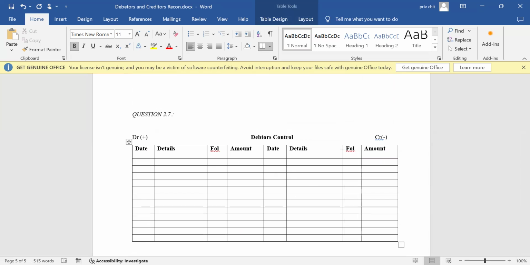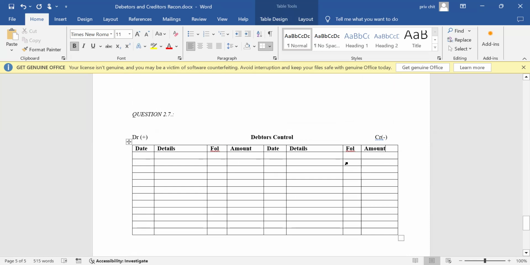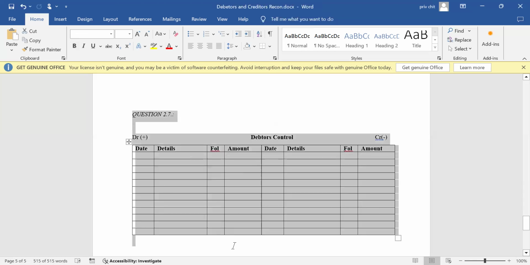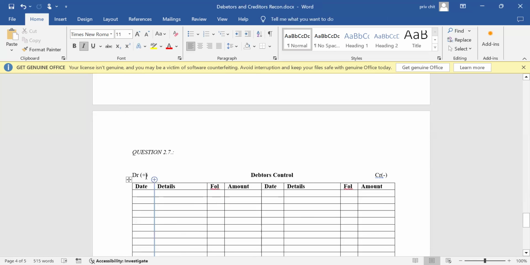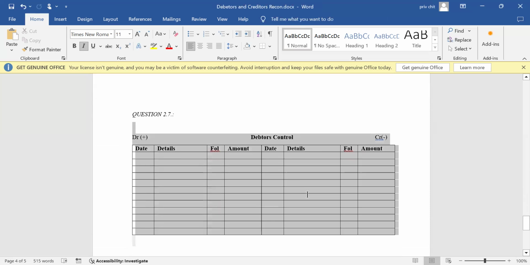So that's the format I just want us to use for our debtors control account. I'm going to draw up the one for the creditors just now. It will pretty much be the same, but with different naming in terms of wording here. So I'll just use this, and then just right at the bottom there.